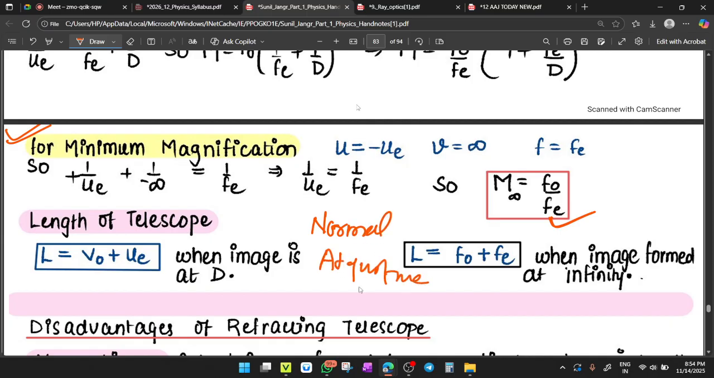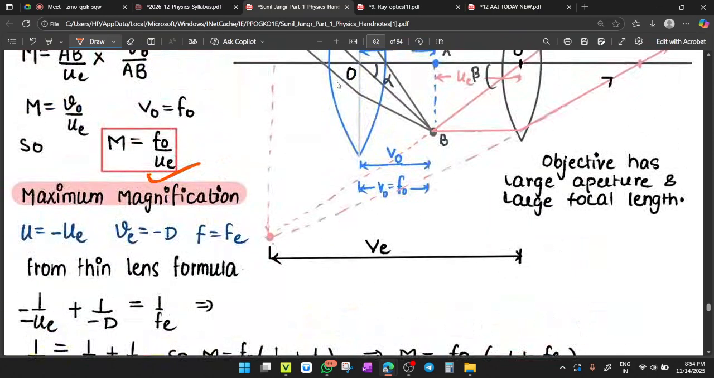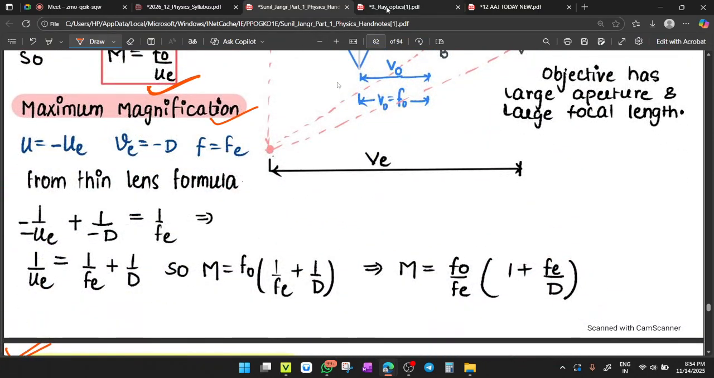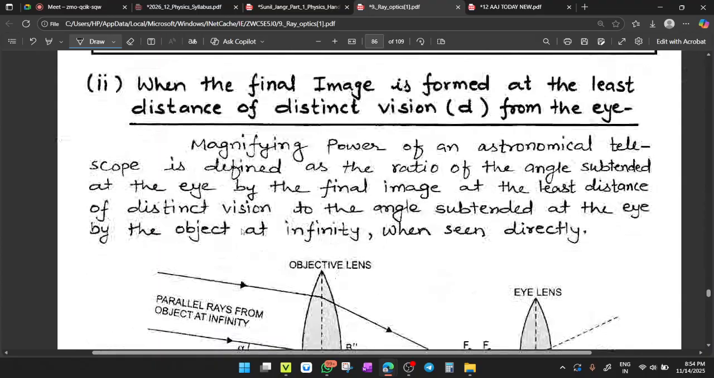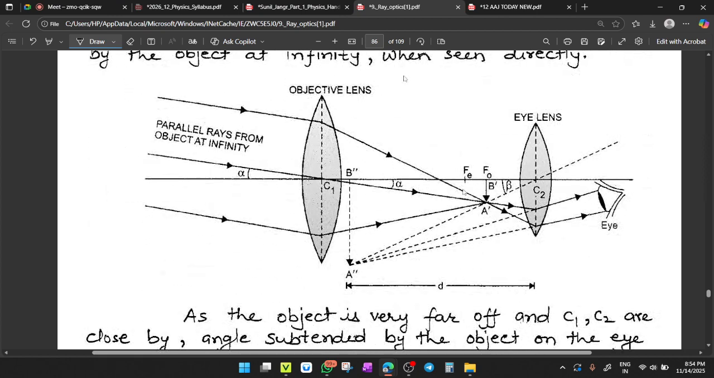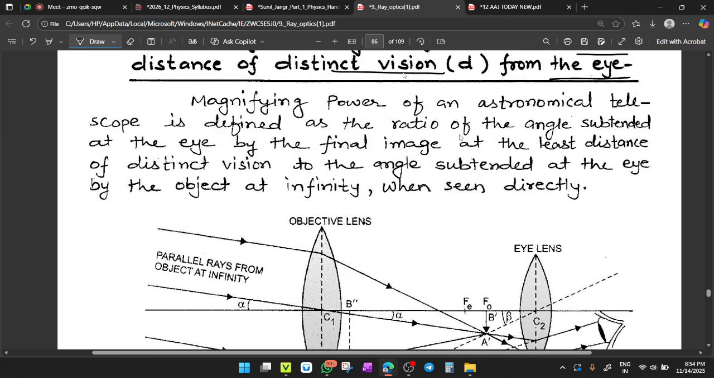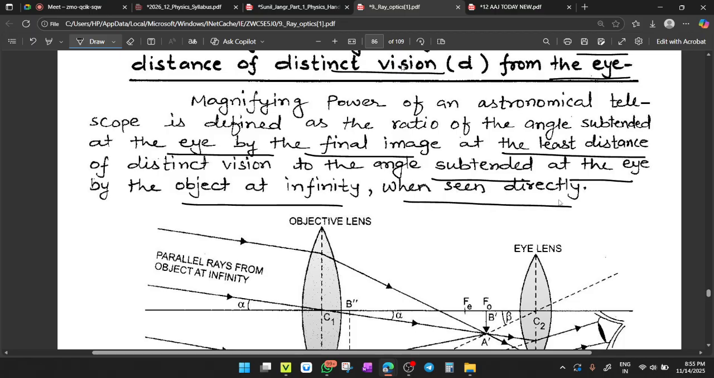Now, for maximum magnification, see the case for maximum magnification. When the final image is formed at the least distance of distinct vision D from the eye, the same diagram is there. The magnifying power of the astronomical telescope can be defined as the ratio of the angle subtended on the eye by the final image at the LDDV, least distance of distinct vision, to the angle subtended by the object when the object is at infinity, when it is seen directly.